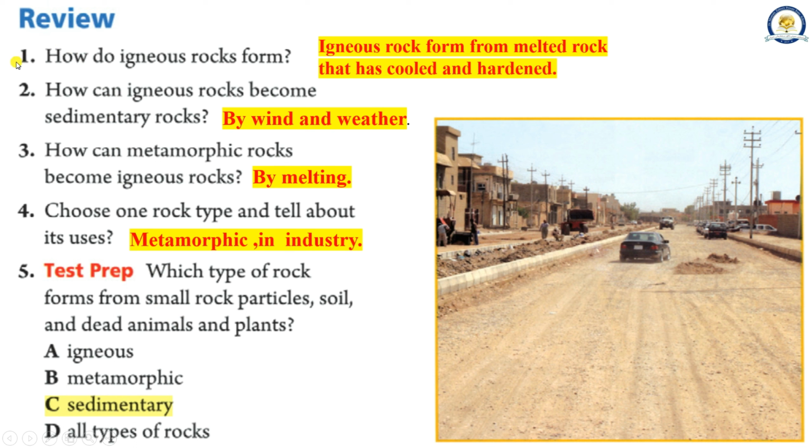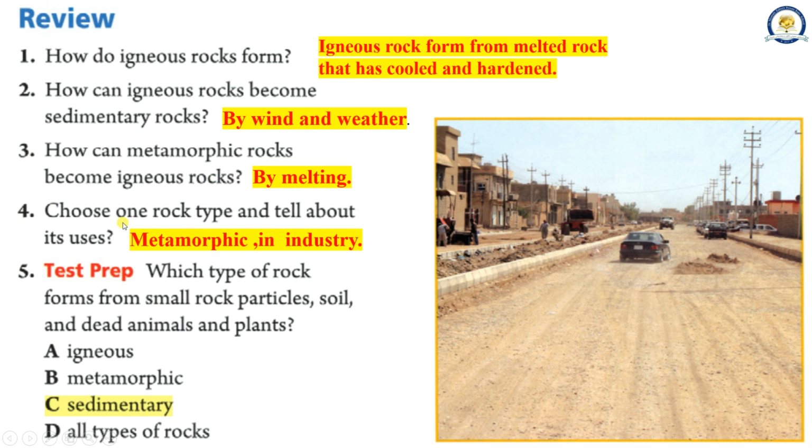Review. 1. How do igneous rocks form? Igneous rocks form from melted rock that has cooled and hardened. 2. How can igneous rocks become sedimentary rocks? By wind and weather. 3. How can metamorphic rocks become igneous rocks? By melting.